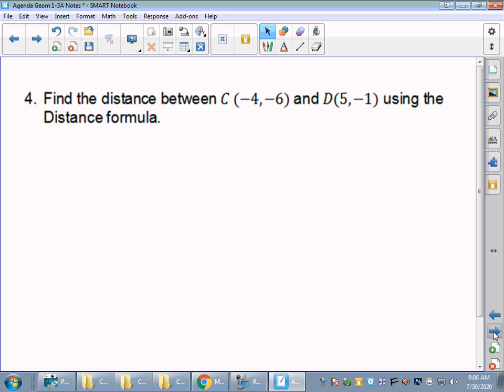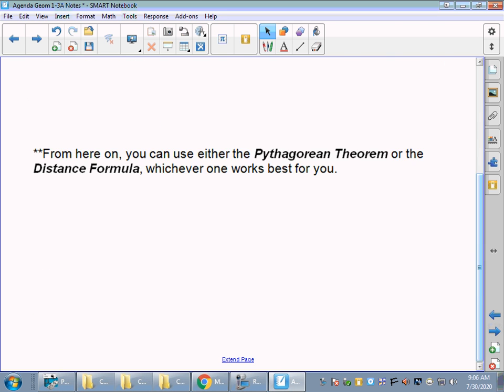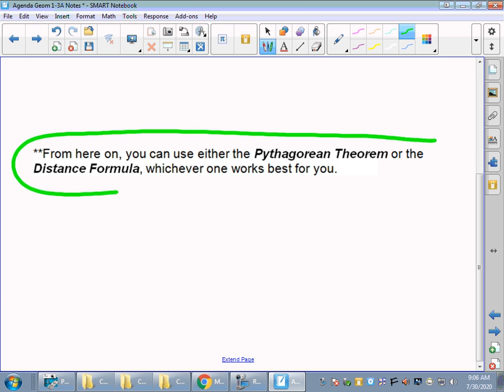I do want to say this right here, right at the bottom. From here on, you can use the distance formula or Pythag, whichever one works best for you, or you can switch back and forth between them. As long as I see your work, I will know what you're doing. So your choice, just know how to find the distance between 2 points on a coordinate plane.